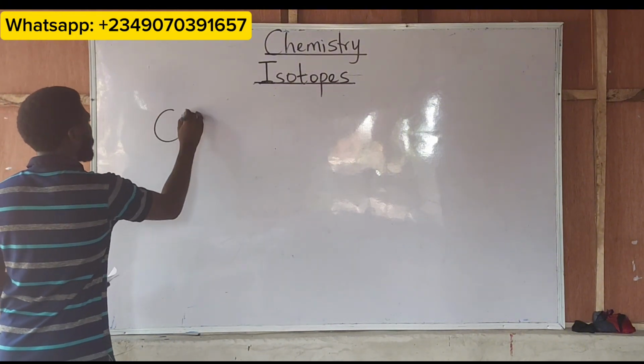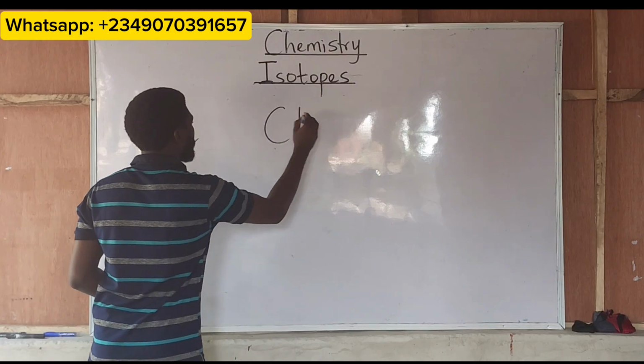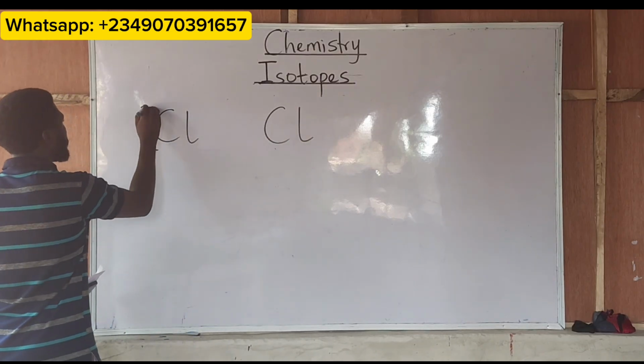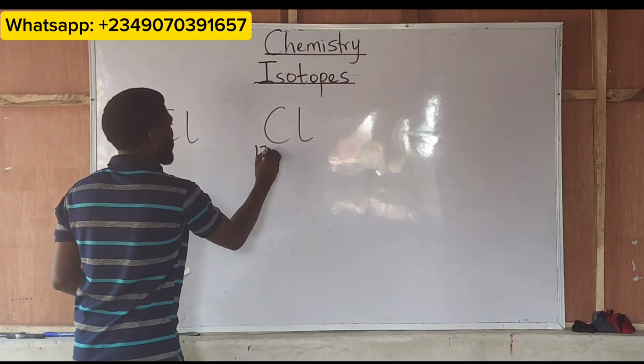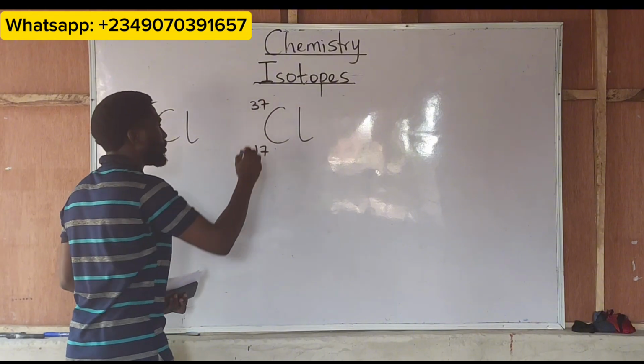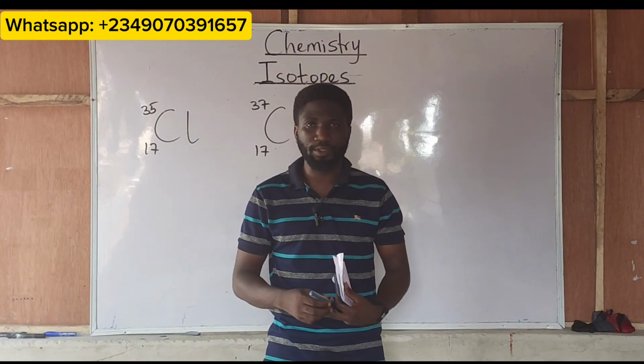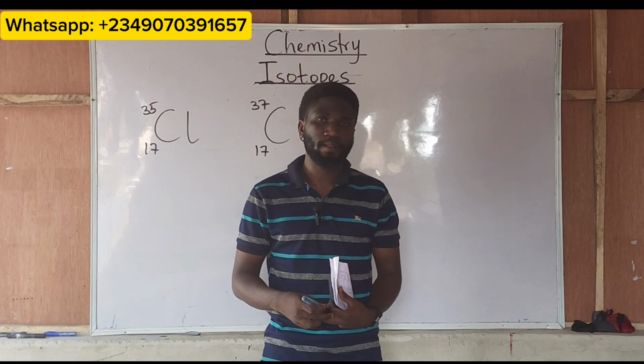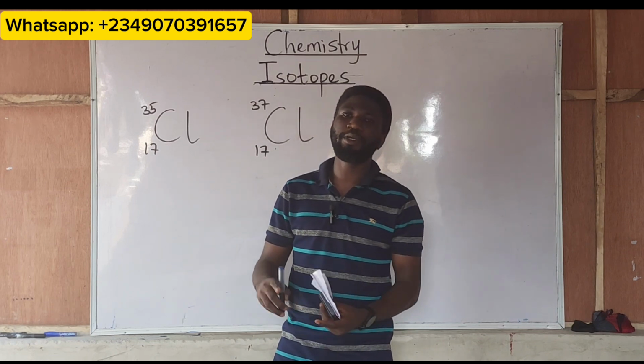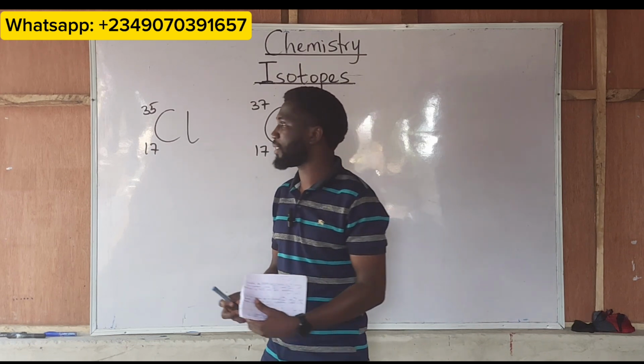Let's say we have chlorine here, then we have this. This is 17 35, 17 37. So chlorine exists in two isotopic forms having the same atomic number but different mass number.